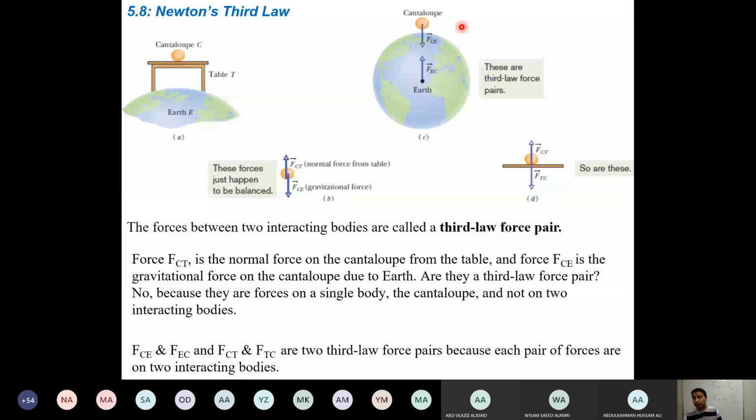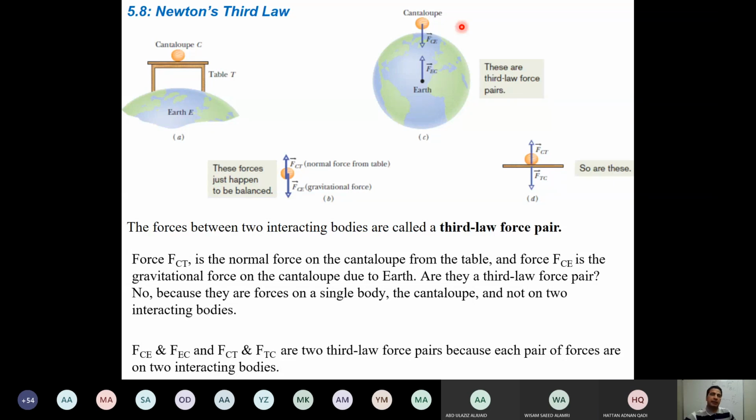So if there are two bodies acting forces on each other, that's an action-reaction. That's action and reaction, yes. If there are three objects, not three bodies, sorry, is it possible to have an action-reaction? If you consider figure 1, figure A, there are three objects: cantaloupe, table, and the earth. If you are looking for the action and reaction forces, there will be different origins of that.